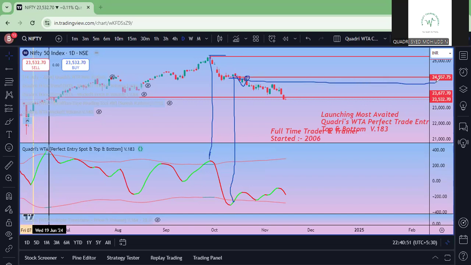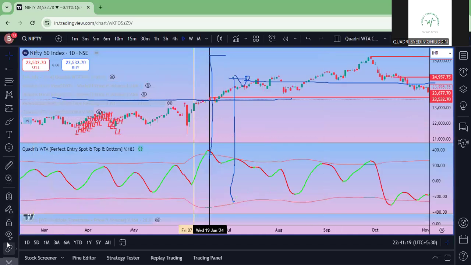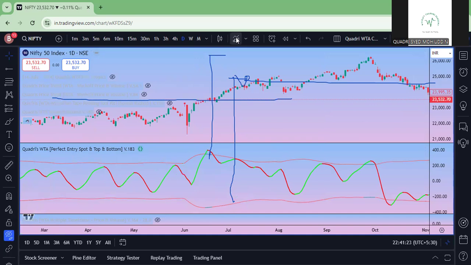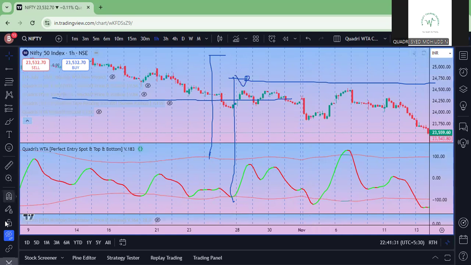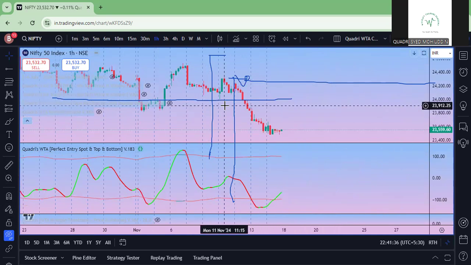Here you would have shorted at around 24,500, give or take, and this was the price target which we were expecting, at 23,500. So 24,500, 23,500. You can do the math. How much does it make? So it will give you high potential trades and a high liquid area wherein you would get high probability trades compared to anything.